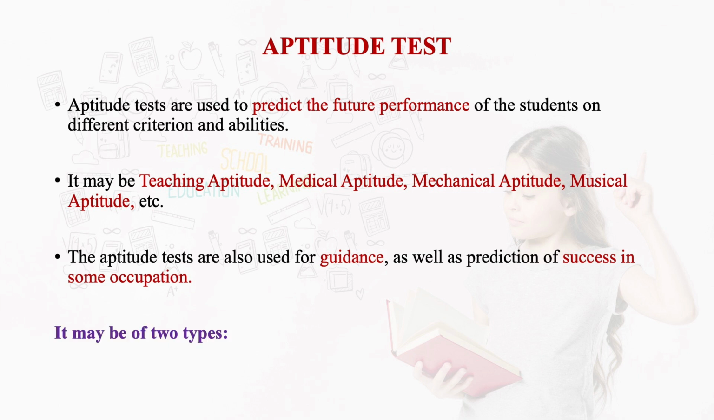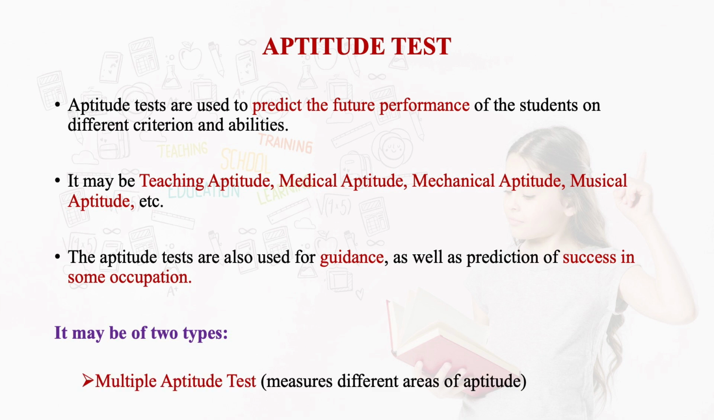Then further, there may be two types of aptitude test. One is called the multiple aptitude test and the other is called the special aptitude test. So friends, a multiple aptitude test measures different areas of aptitude. What you have to do in a multiple aptitude test is measure different aspects of aptitude. Okay, it may be in teaching, it may be in mechanical, it may be in creativity. So different questions from different aptitude aspects will be included in a test. That's called a multiple aptitude test.